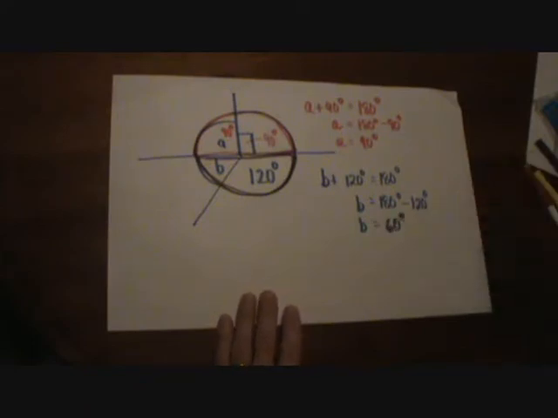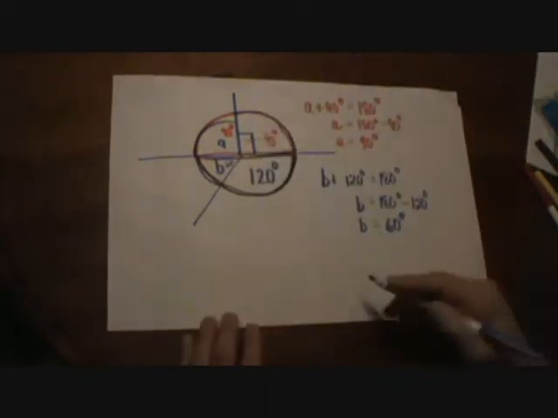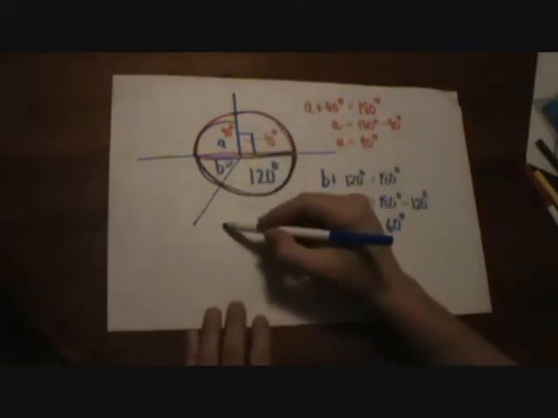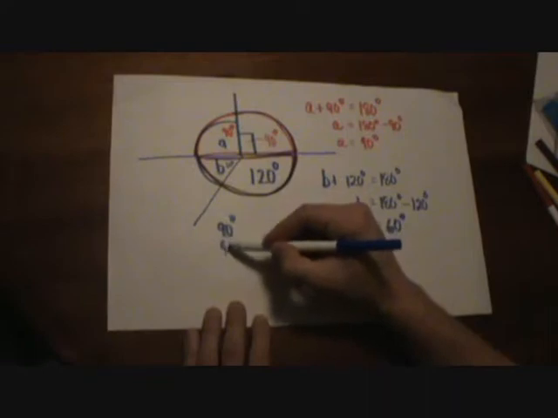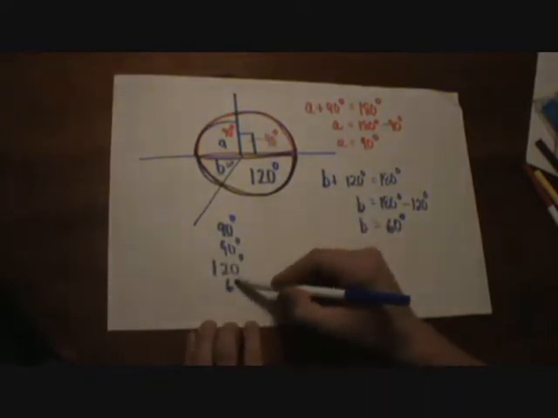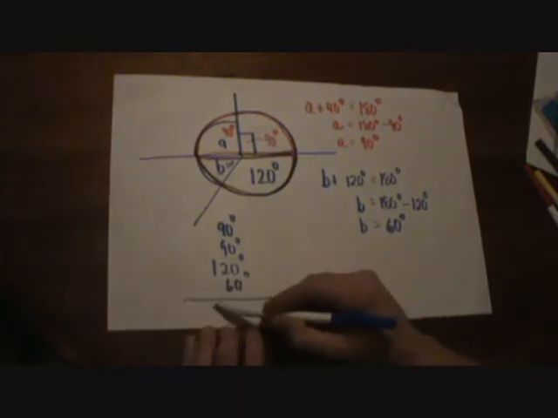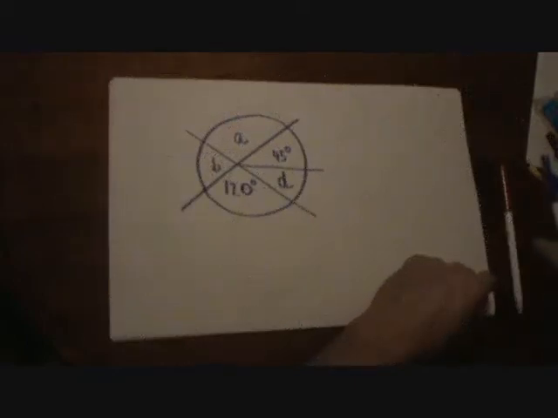In order to check my work, all I need to do now is add up all the angles to make sure I have 360 degrees. So let's do that. I've got a 90, another 90, a 120, and a 60. When I add those things together, I end up with 360 degrees, so I have to be right. Let's try a different one.